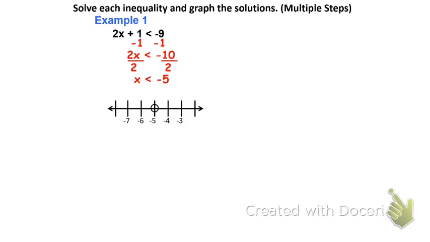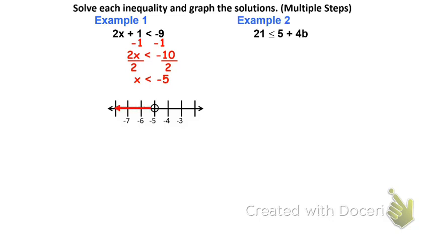Now let's look at a couple multi-step examples. For example 1, I've got 2x plus 1 is less than negative 9. We're going to undo this the same way we do equations. We tend to undo our order of operations in reverse order, which means we'll have to add or subtract and then multiply or divide. So to begin, we subtract 1 from both sides. We get 2x is less than negative 10. Divide both sides by 2, and x is less than negative 5. Open point and shade to the left.